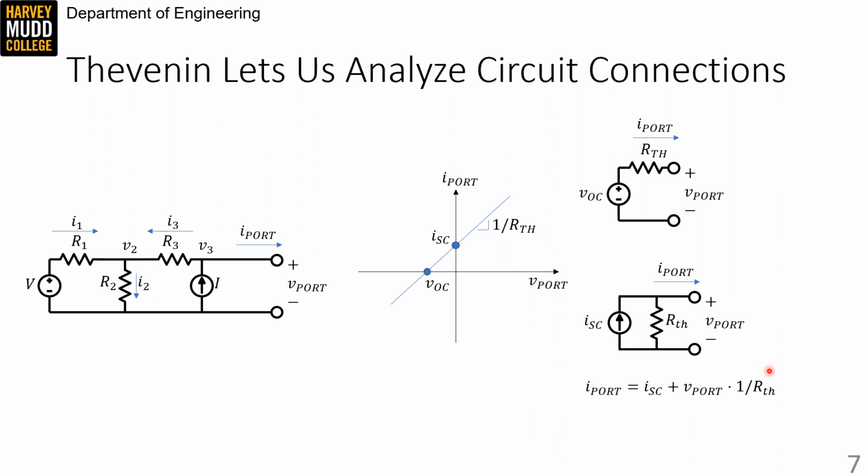We can make a representation of this graph using a simple circuit. Either the Thevenin equivalent, which is pictured on the top of this slide, or the Norton equivalent, which is pictured on the bottom. I think it's particularly clear how the Norton equivalent relates to the graph because it directly implements the slope-intercept form of the IV relationship for the port. So here we're saying I port is equal to the intercept, the short circuit current, plus the slope, 1 over RTH, times the x value, V port.